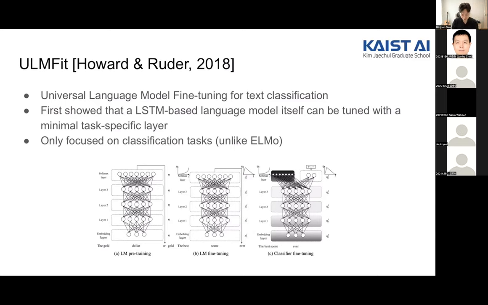And actually, I think this is one of the first cases that showed a language model itself can be tuned with a minimal task specific layer. But I don't think it got enough attention that it deserves, especially because it only focused on the classification task. Whereas people in the NLP community were more interested in token level classification tasks, like for instance, SQuAD, QAs, NERs, these things. But it was basically one of the first models that actually proposed that you can just tune the model itself without any task specific layer.